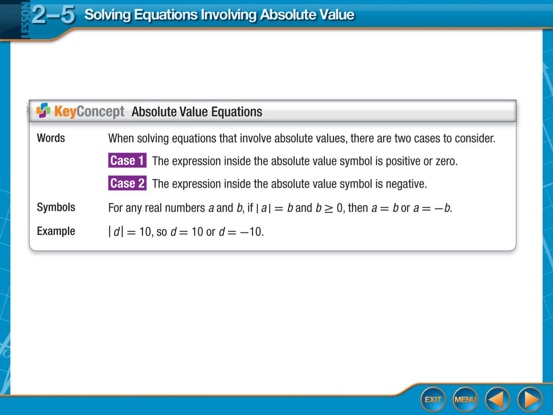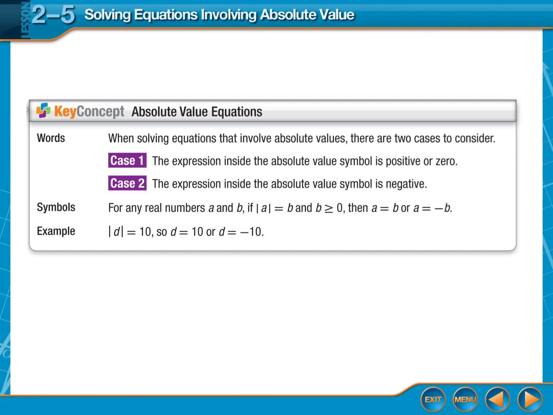Now we're going to be solving these equations. When we're solving absolute value equations, we want to get the absolute value by itself first. Today, the absolute value will always be by itself. You never have to worry about that step. Case 1, we set the expression inside the absolute value symbol equal to the positive number. And then case 2 would be the opposite.